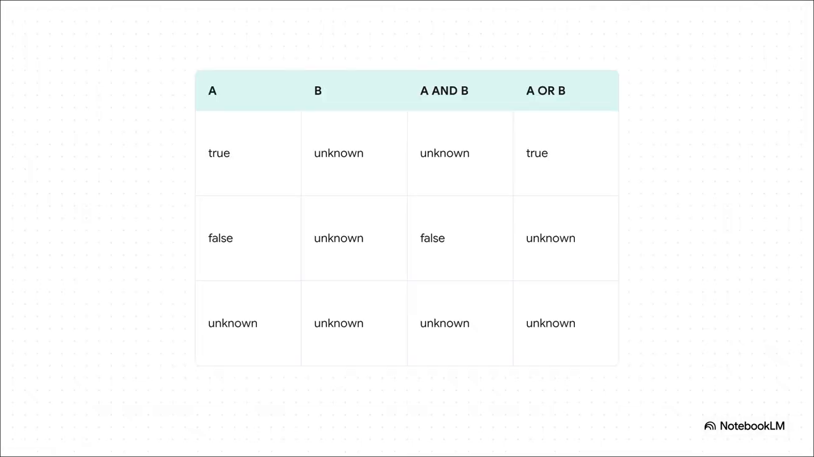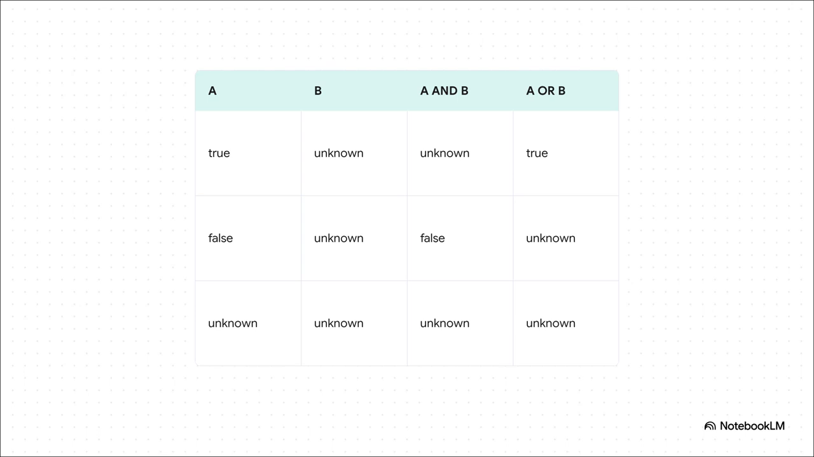So how does this actually play out? Well, in SQL logic, you've got true, false, and this new one, unknown. Look at the table. If you have true or unknown, the result is true because, hey, one part is already true, so that's good enough. But if you have true and unknown, the result is unknown.